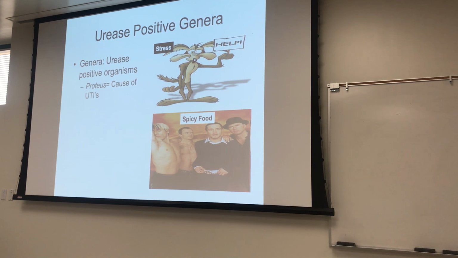Another example is a genus called Klebsiella, and the real life application for that one is that Klebsiella does have a connection with pneumonia. Pneumonia is one of those infections people can get for different reasons, for sure. There's lots of bacteria that can give you pneumonia. There's viruses that can give you pneumonia. Klebsiella, though, is definitely one example, and that's a urease positive organism.